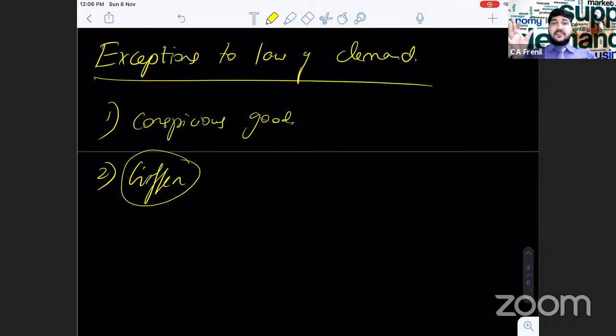That is the reason that even when the price was going up, people were stocking bread, and the demand for bread was increasing. That is also called the Giffen effect. Now you have to remember one point: all Giffen goods are inferior goods, but all inferior goods are not Giffen goods. Please remember that. Next, conspicuous necessities.